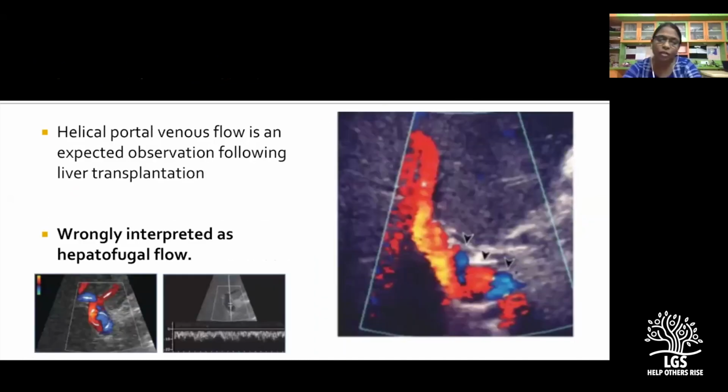And another thing we need to know is helical portal flow. This is also common in the post-transplant setting. This helical blood flow is because of the turbulence, because the flow here is not laminar and it is a spiral flow. We can see both red and blue, and in the waveform we can see the wave both above the baseline and below the baseline. Sometimes erroneously we consider this flow to be a hepatofugal flow, but looking at the intrahepatic segments of the portal vein, we can exclude the hepatofugal flow if it is red.